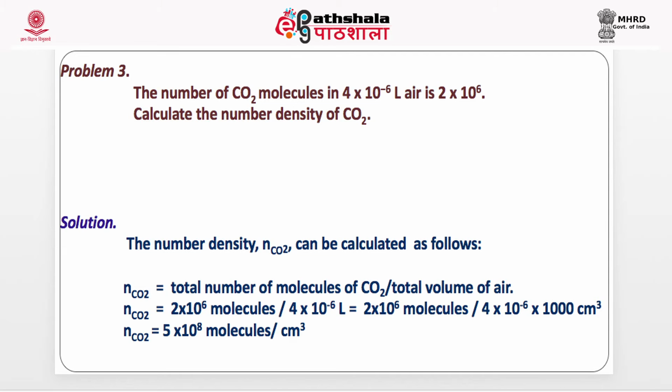The number of CO2 molecules in 4 into 10 to the power liter air is this much. This is given. Calculate the number density. How will you calculate it? The formula is the total number of molecules of CO2 divided by total volume of air. This is given here. This divided by this gives 5 into 10 to the power 11 molecule per cm cube.